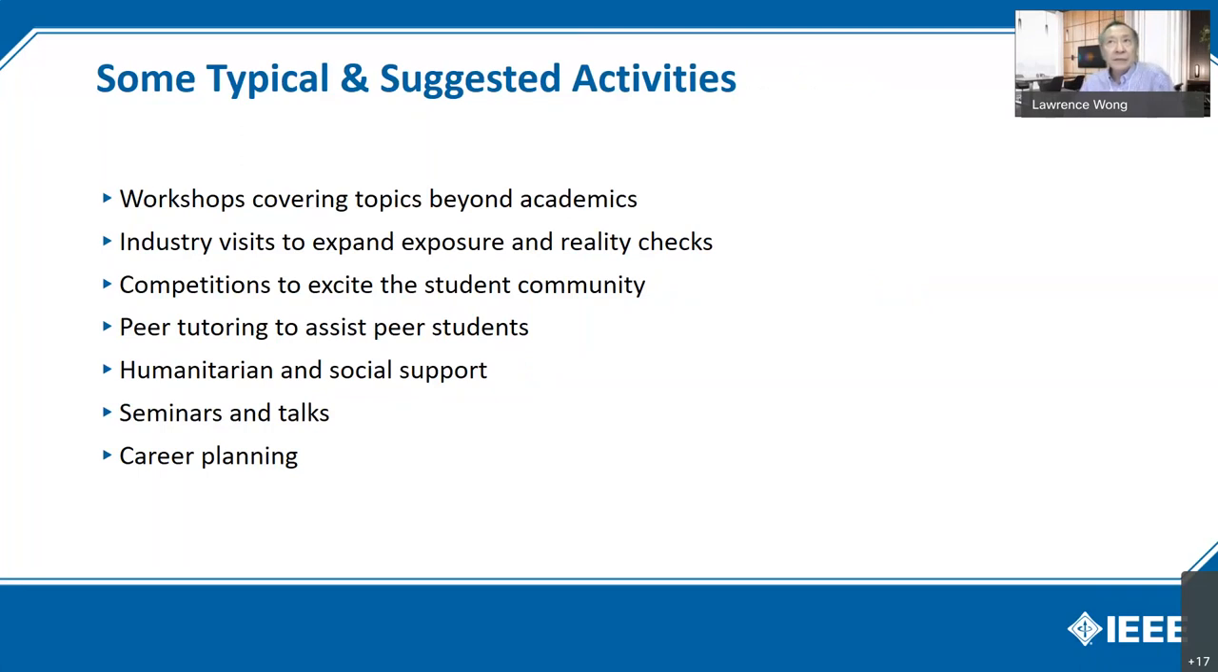So much of this has already been mentioned earlier, right? As part of the activities you can do within the HKN chapter in your respective institutions, you can organize workshops. And the workshop need not necessarily be related to technical stuff. It can be related to soft skills as well. Industry visits, competitions, as you saw earlier. One of the things that you will certainly be much appreciated for among your peers is to do some sort of peer tutoring. And Michael mentioned briefly about that. Humanitarian and social support, seminars and talks, and career planning. So these are usually the sort of things that are happening in the various HKN chapters across the world.